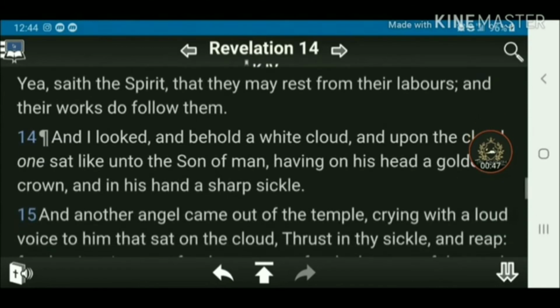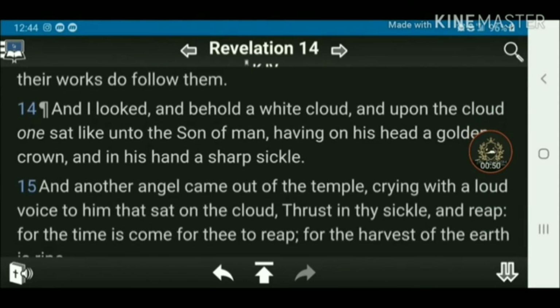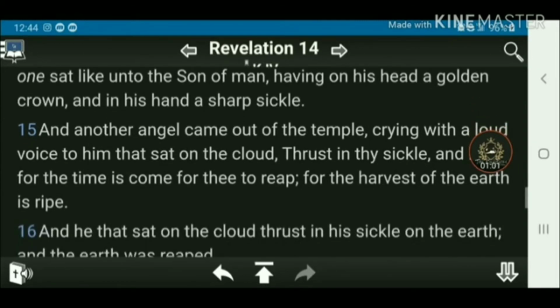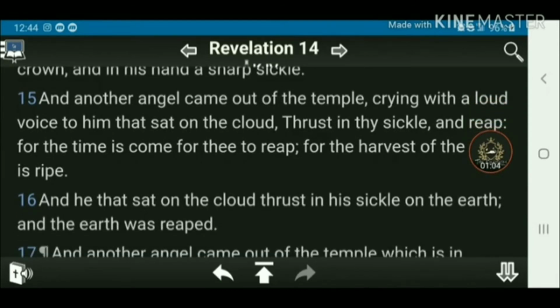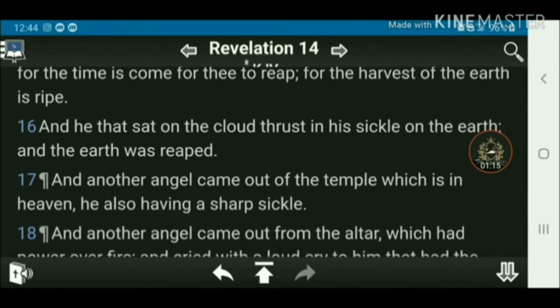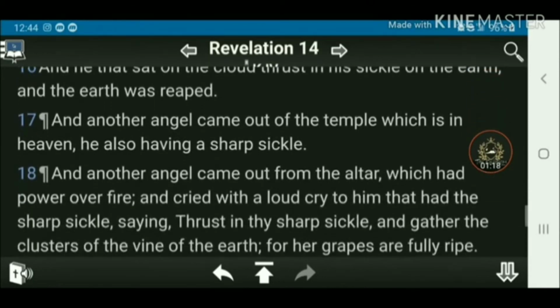All right, so this is verse 14. And I looked, and behold, a white cloud, and upon the cloud one sat like unto the Son of Man, having on his head a golden crown, and in his hand a sharp sickle. And another angel came out of the temple, crying with a loud voice unto him that sat on the cloud, Thrust in thy sickle, and reap, for the time is come for thee to reap, for the harvest of the earth is ripe. And he that sat on the cloud thrust in his sickle on the earth, and the earth was reaped. And another angel came out of the temple, which is in heaven, he also having a sharp sickle.